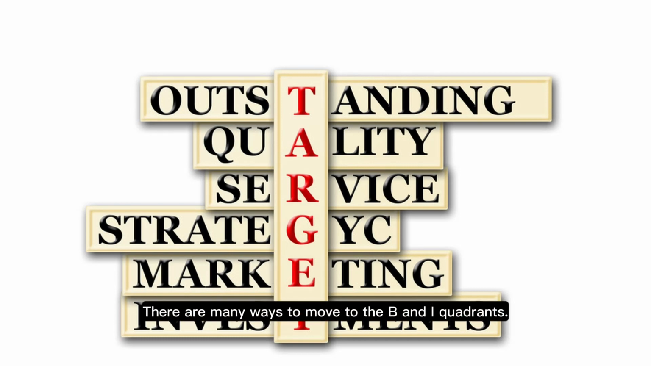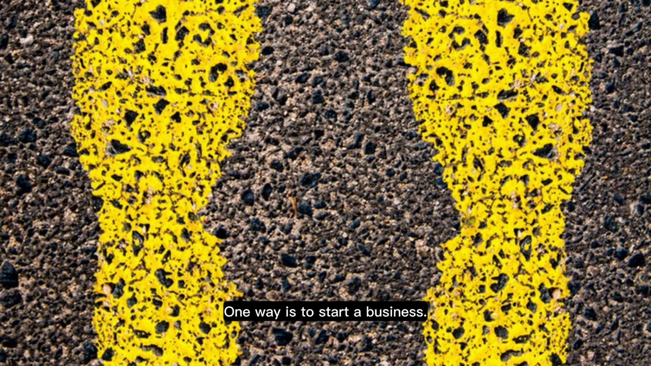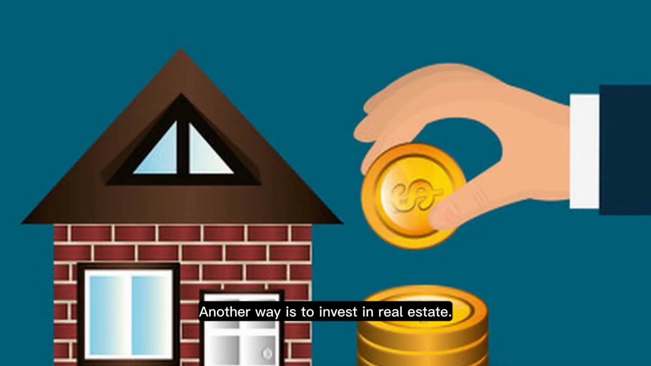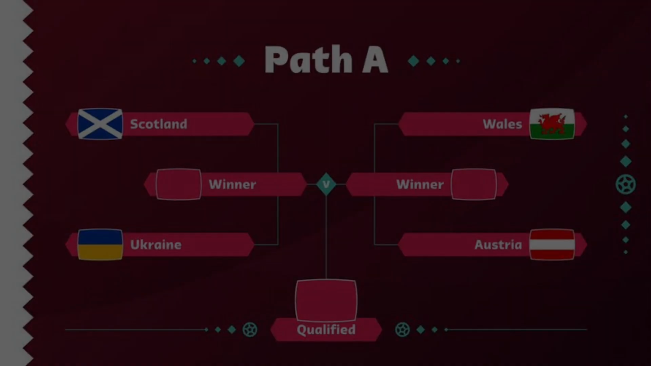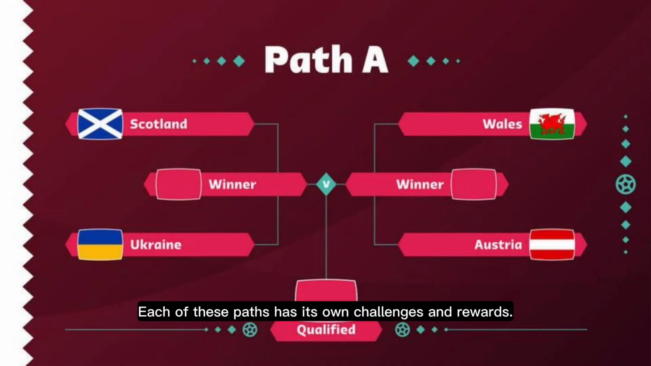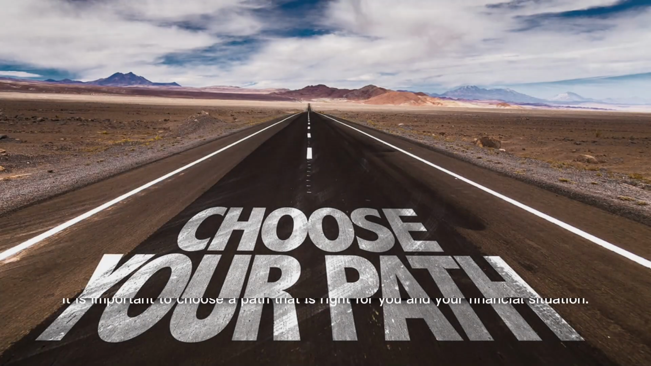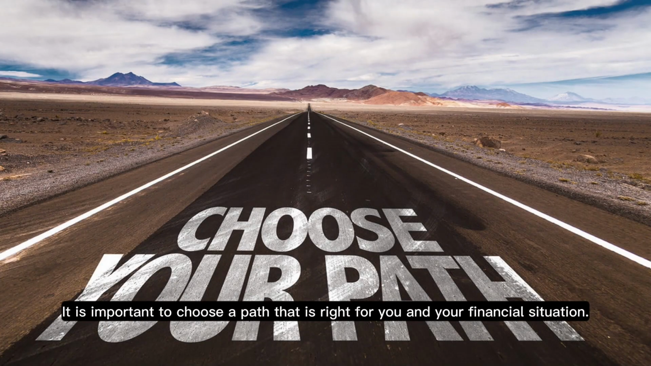There are many ways to move to the B and I quadrants. One way is to start a business. Another way is to invest in real estate. And still another way is to invest in stocks and bonds. Each of these paths has its own challenges and rewards. It is important to choose a path that is right for you and your financial situation.